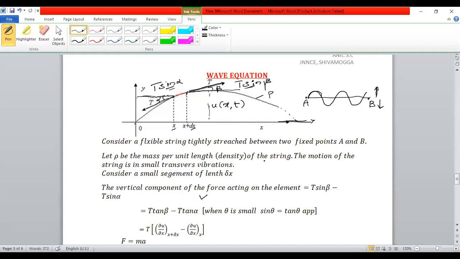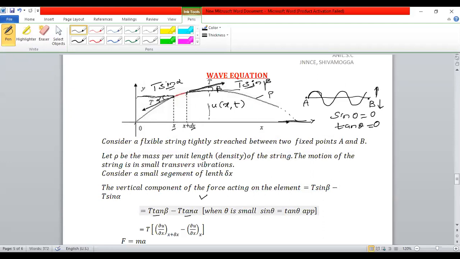Whenever the angle is very small, there will be no difference between sine theta and tan theta, because sine 0 is equal to 0 and tan 0 is equal to 0. When the angle is very small, sine theta and tan theta will be the same. Therefore, T sine beta minus T sine alpha can be written as T tan beta minus T tan alpha.